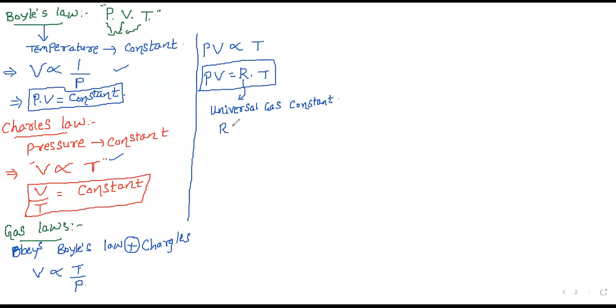Please remember the value of R, students. That is 8.314 joule per mole per Kelvin. What is the value of the universal gas constant? Universal gas constant is 8.314 joule per mole per Kelvin. This is what we consider as the universal gas constant.